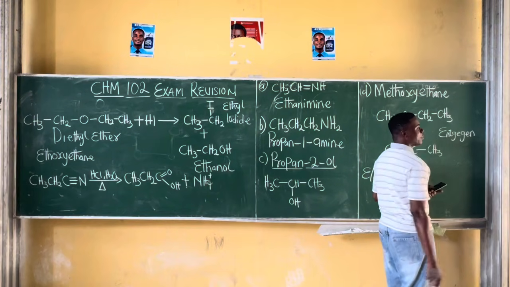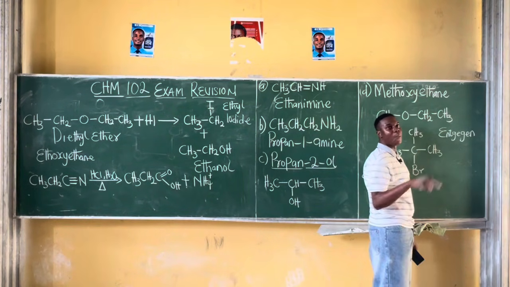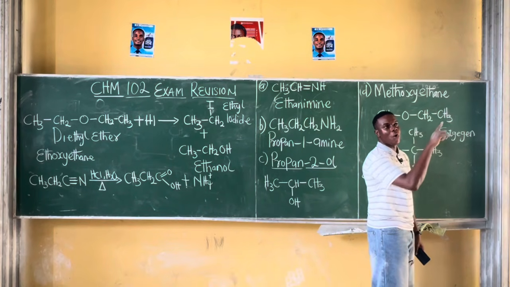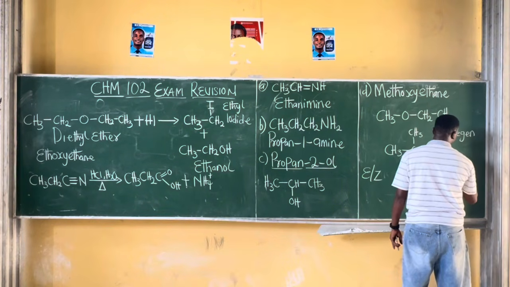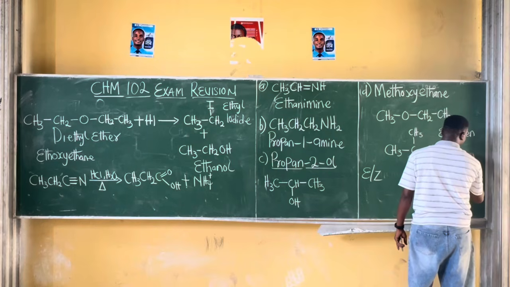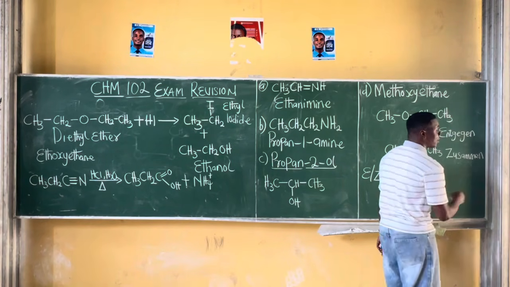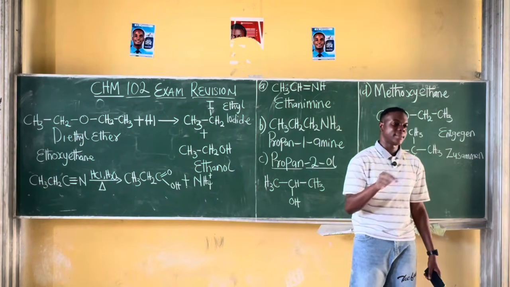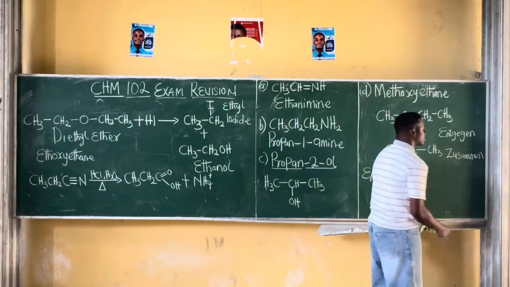I think this is the correct spelling. And it simply means opposite sides. Okay? It simply means what? Opposite sides. Then the other one is Z, for Zusammen. I don't know whether it's one S or two S. You can check for the correct spelling if I'm wrong. Zusammen simply means same sides. Okay? Now, E is for Entgegen, Z is for Zusammen.